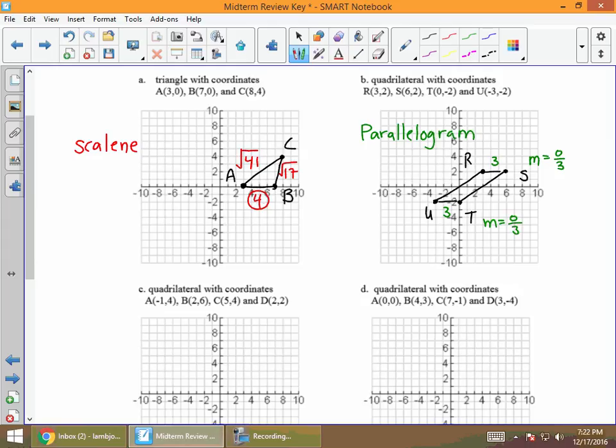There are several ways to prove that that is a parallelogram. You could have found all the slopes and shown that opposite sides are parallel. You could have found all the distances and shown that opposite sides are congruent. Or you could have picked one pair of sides and showed that they are both parallel and congruent. I just chose the one that I thought would be the easiest.